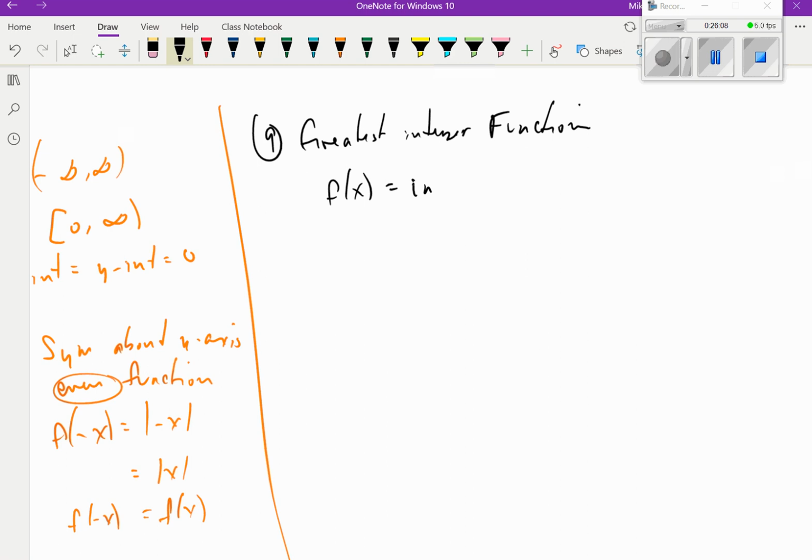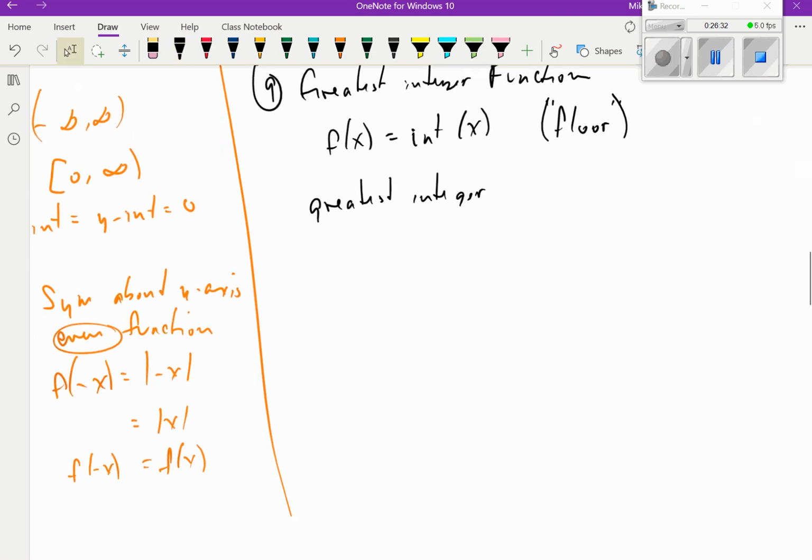So f of x equals int x. That's one way to write the greatest integer function. This is sometimes called the floor function also. Meaning that we want the greatest integer less than or equal to x. So how big can we get that's less than or equal to? How close can we get without going over?